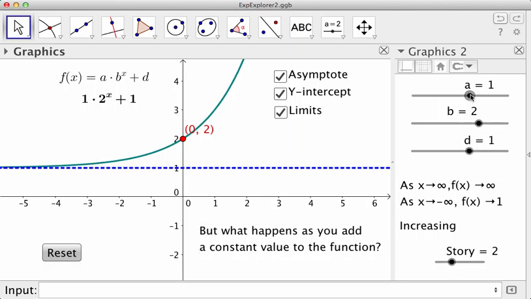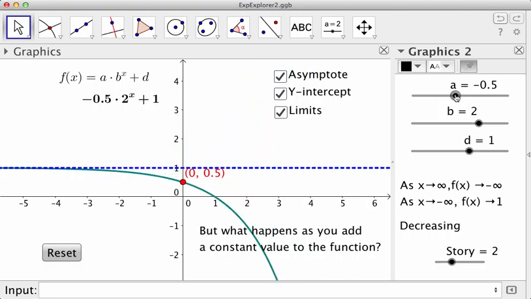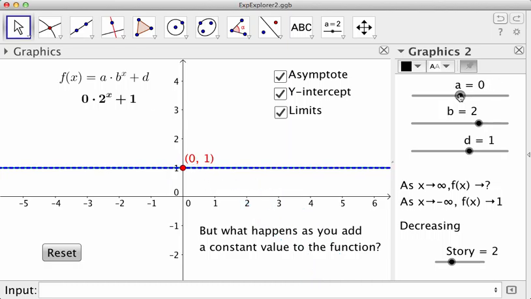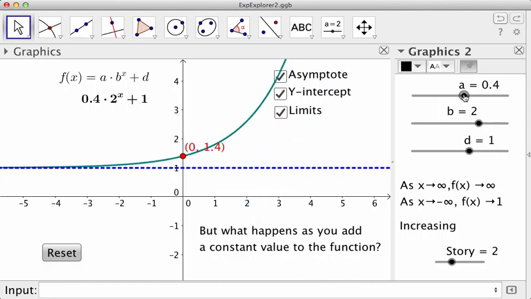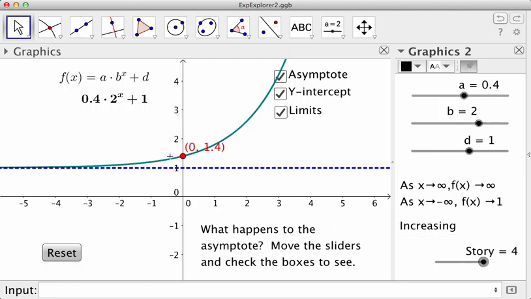As we change the value of a, just what we would think would happen. When a is negative, our curve is below the asymptote. When it's positive, our curve is above the asymptote. Notice that in this case, when we have both a and b positive, the value of our function is increasing. So we know that as x gets larger, f of x also gets larger.